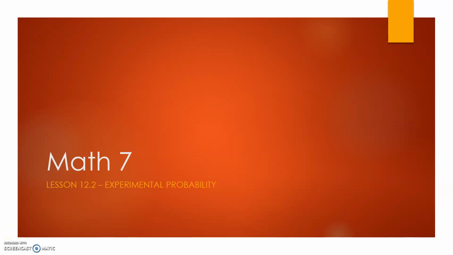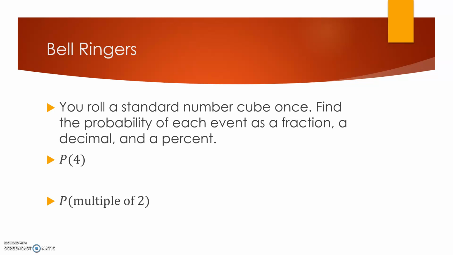Good morning. Today we're going to continue looking at probability, and specifically today we're going to look at experimental probability. But let's do a little bit of review first. So this says you roll a standard number cube once, so something with 6 numbers on the sides, 1 through 6. Find the probability of each event as a fraction, a decimal, and a percent.